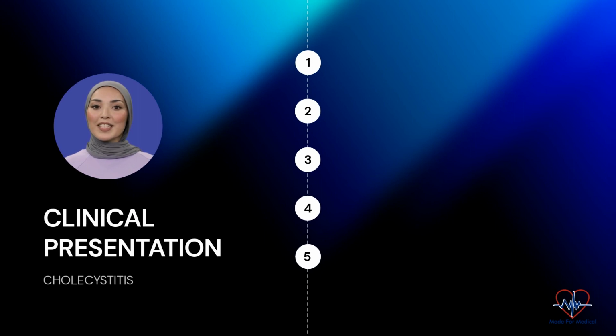The clinical presentation of cholecystitis can vary, but the most common symptom is severe abdominal pain, typically in the right upper quadrant. The pain is often described as steady, intense, and may radiate to the back or right shoulder. It is commonly triggered or worsened by eating fatty or greasy foods. The pain can persist for several hours and may be associated with tenderness and guarding upon palpation of the abdomen.